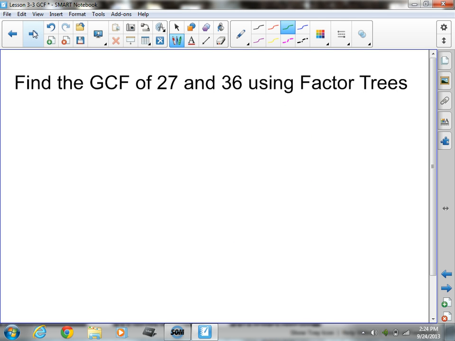Now I'm going to use factor trees. Now factor trees we did learn a little bit in class today. But in order to find the greatest common factor using a factor tree, we need to make the factor trees, starting with 27. What times what equals 27? And like we did in class, we're thinking easy numbers. 3 times 9 is 27.